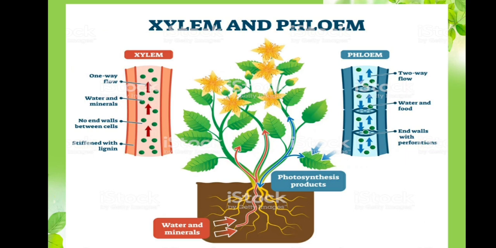This slide shows the movement of the xylem and phloem. Xylem conducts water and minerals in a unidirectional manner from the root to the plant body. Phloem conducts reserve food materials in two ways, that is, bidirectional.